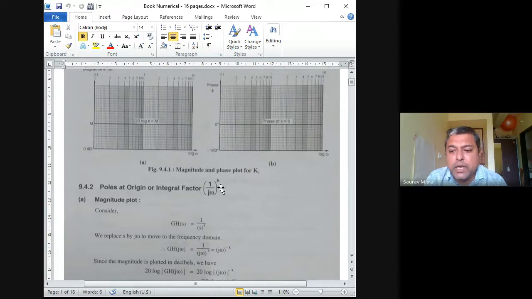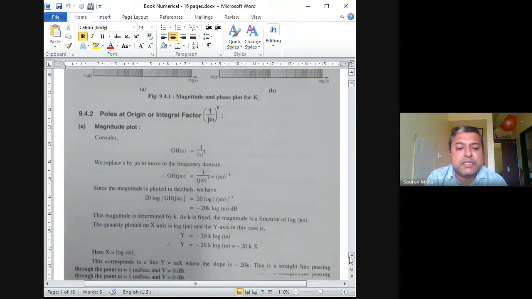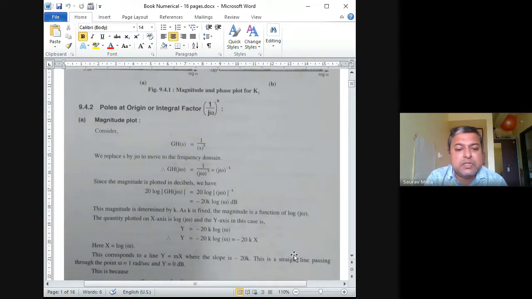Okay, if k is equal to 1, it is a single pole, and it will have minus 20 dB per decade. If 1 by s raised to 2, then minus 40 dB per decade; 1 by s raised to 3, minus 60 dB per decade. And why is it so? It is given here.